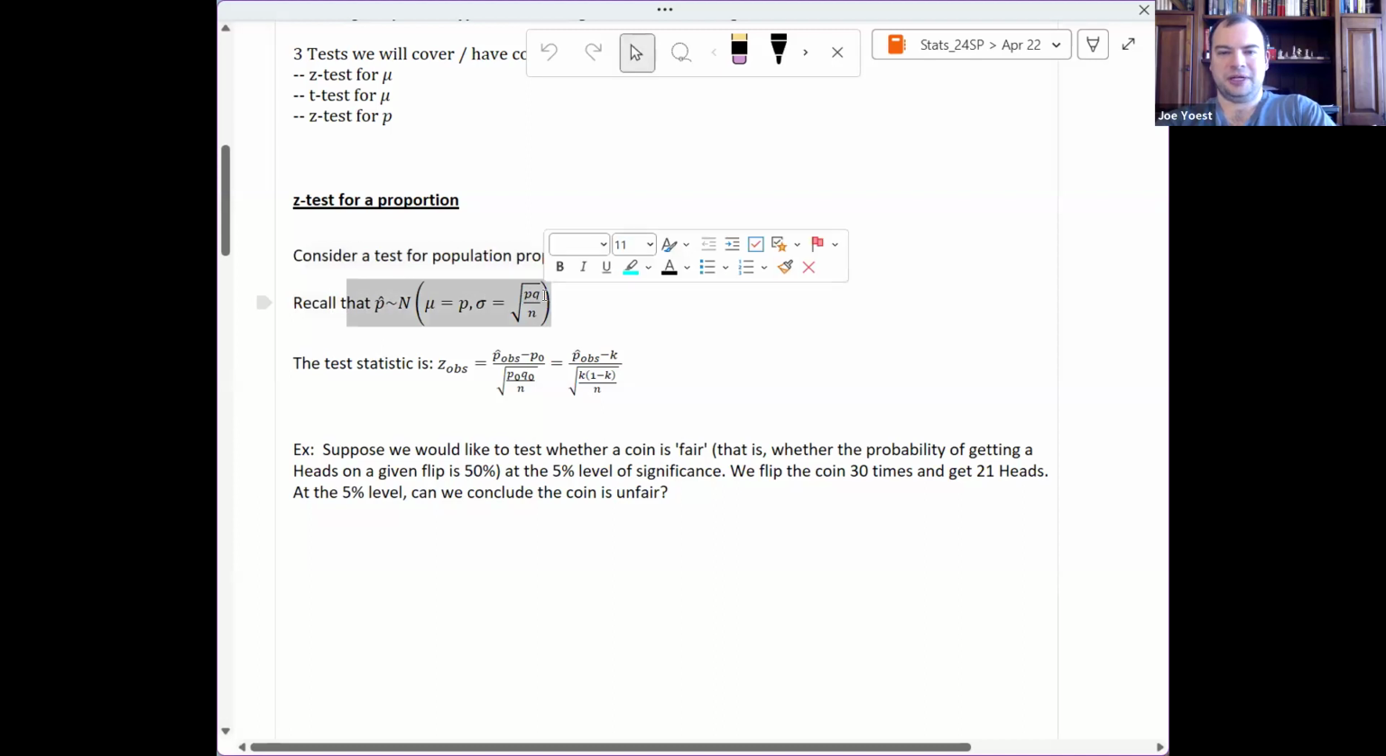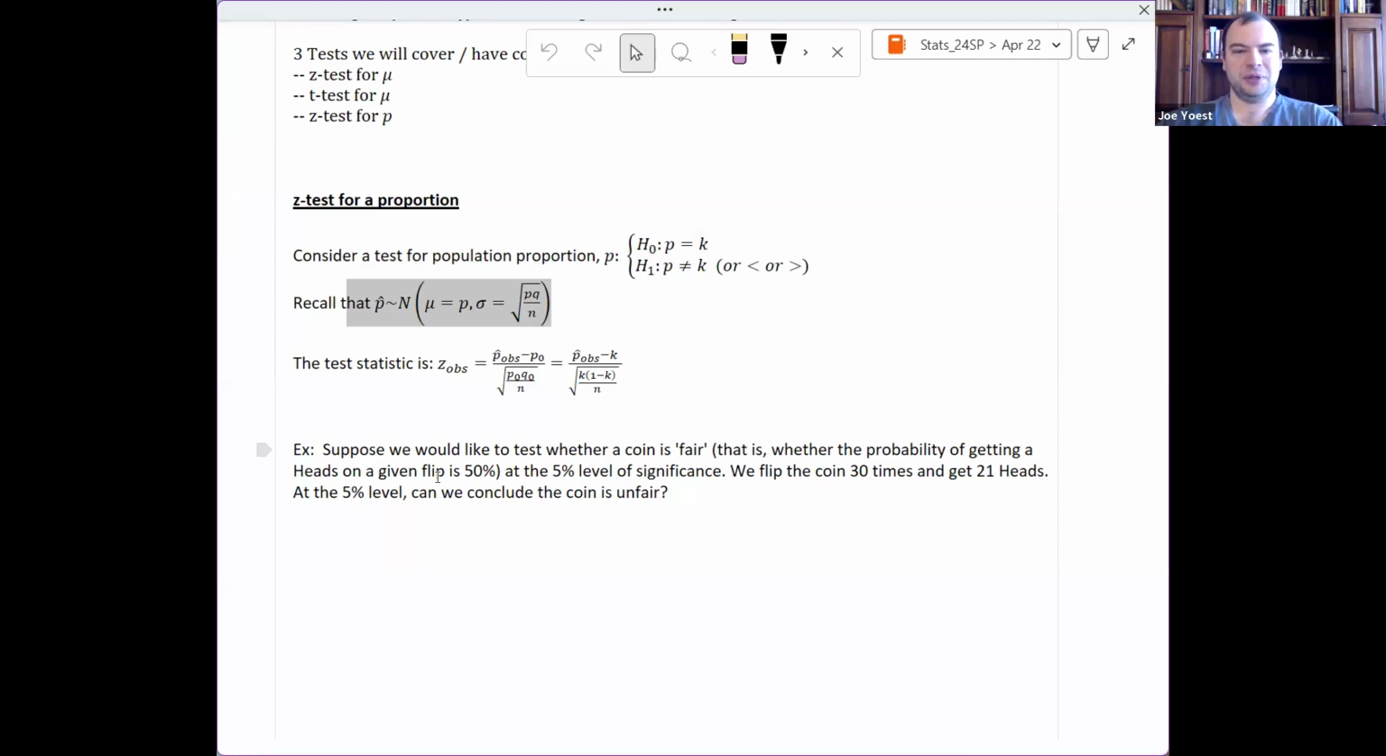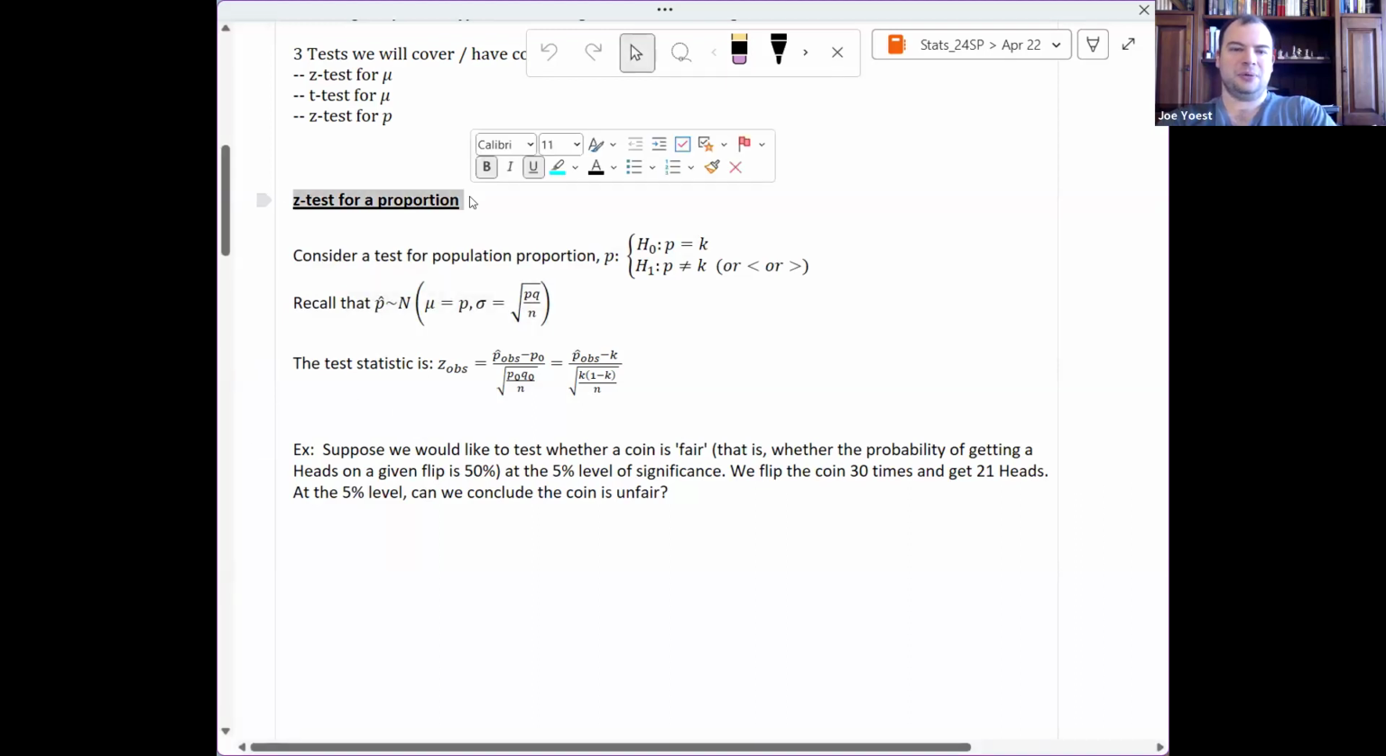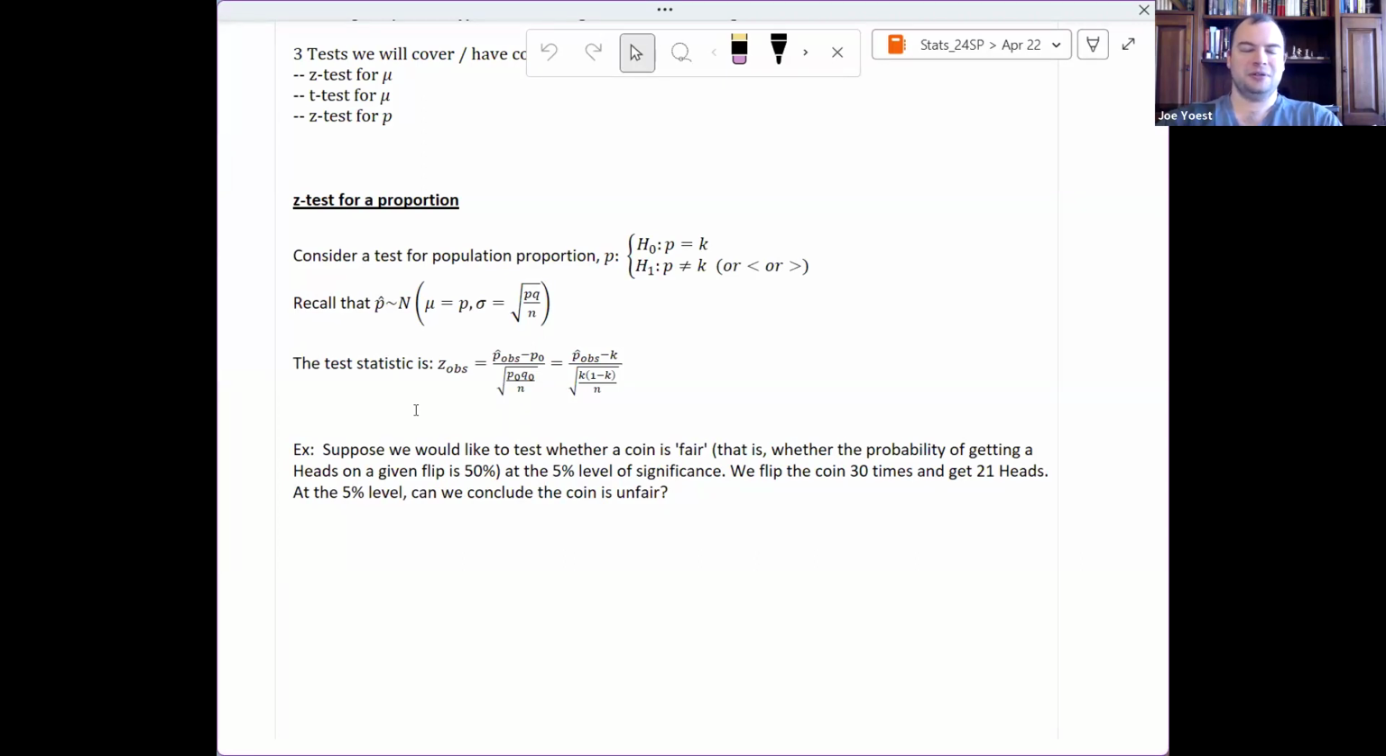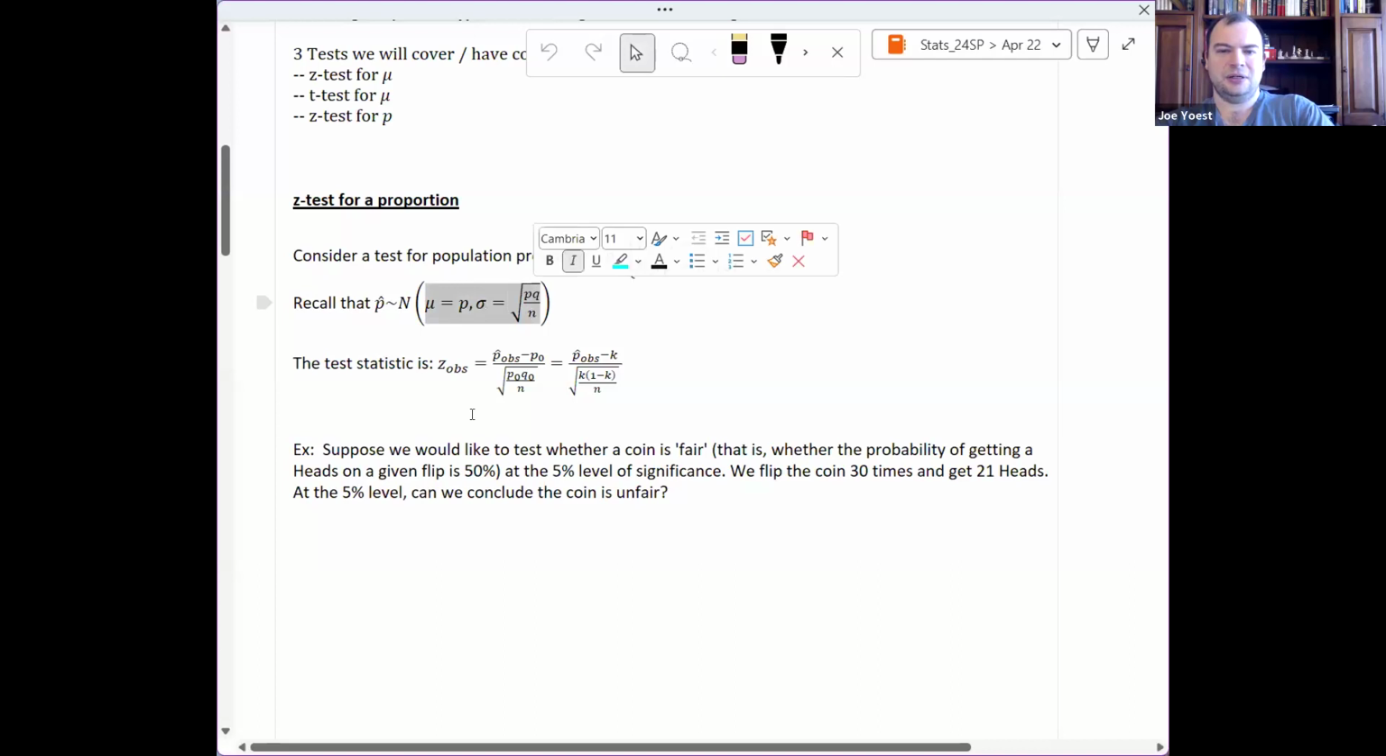We recall from the central limit theorem section that P hat is normally distributed with a mean of P and a standard deviation of root PQ over N. Note that this is a z-test for a proportion. At first glance, that might seem a little strange, because if all that I have is P hat observed, just the empirical number of successes for a given number of trials, I don't know the standard deviation in a sense. Shouldn't we be using a t-test instead of a z-test, because I have to estimate the mean and the standard deviation in some sense?